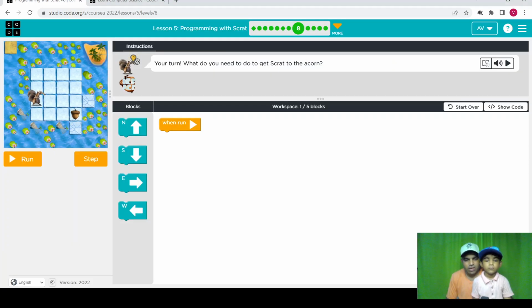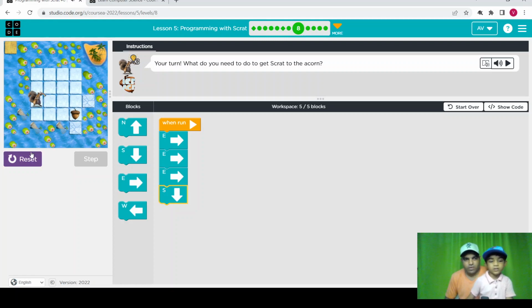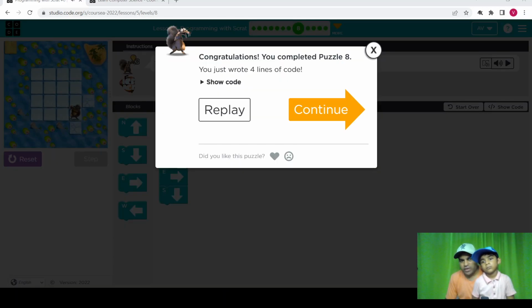So here is puzzle 8. Again we need to help Scrat reach the acorn by using the blocks. So let's start. I'm going to take one east. Okay, one step east. Another east. Okay. And then another east. And then south, and then right. Okay. Wow, so you completed puzzle 8. So let's move to the next puzzle.